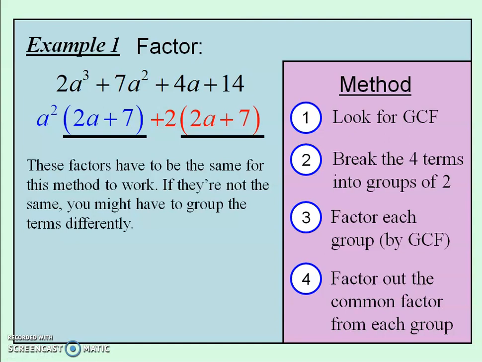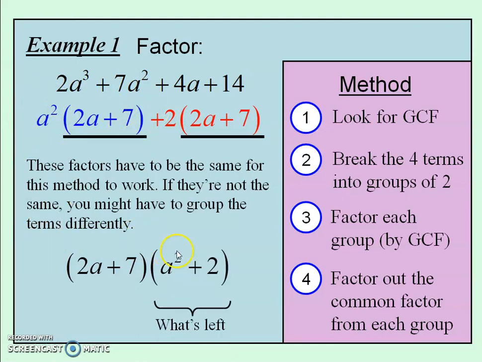And if they aren't, it means that you have made an error somewhere, and it means that you might have to take out a different GCF, or it might mean that you have to group your terms differently. But in this case, because we do have a common factor, that 2a plus 7, this is the intro thing that we did, it means that I can factor out the 2a plus 7, and what I would be left with is a squared plus 2. And that is the fully factored version of the original. That a squared and the plus 2, like I said, is what was left over from the original terms. And that is the final answer.